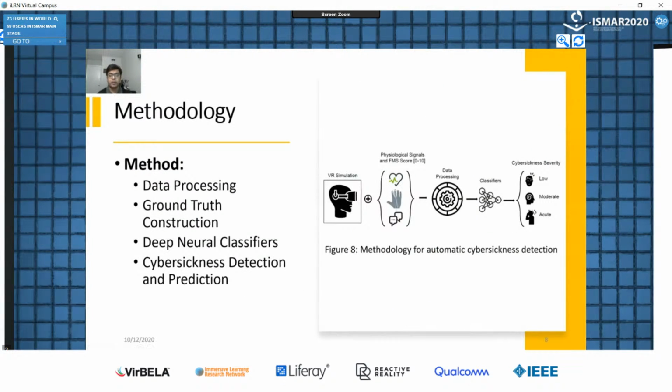So based on that, motivated by the physiological data, we proposed this approach. We have this VR simulation here, and we collected the physiological response and also the verbal feedback on the fast motion scale. We labeled the data, and then we processed the data. And then we have some deep neural network classifiers here. And then finally, we classify the severity of the cyber sickness, either in real time, that is the detection, or 2 minutes in the future, that is the prediction.